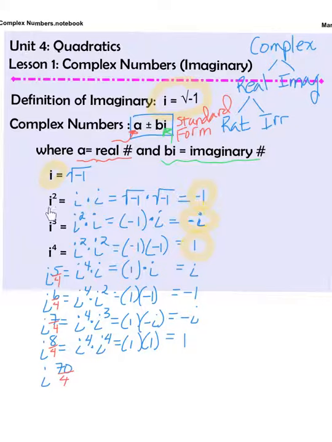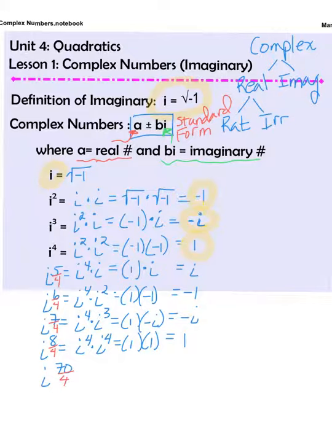If I have 2 remaining i's, it's going to be -1. If I have 3 remaining i's, it's going to be -i. And if I have no remaining i's, because 4 went in there evenly, then it must be a multiple of i to the 4th, which means I'm just multiplying 1 times itself however many times. So that's why we use 4 and divide that out.